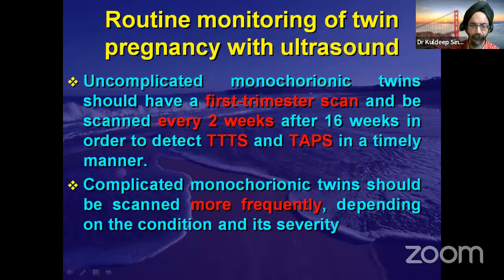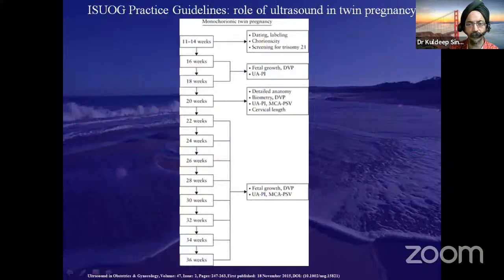Uncomplicated, you're doing a first trimester scan every 2 weeks. After 16 weeks, there's a complication quite often. So you're doing your 11 to 14, and then from 16, 18 weeks onwards, you're looking at deepest vertical pocket. Why do we need to be looking at deepest vertical pocket in monochorionic diamniotic?